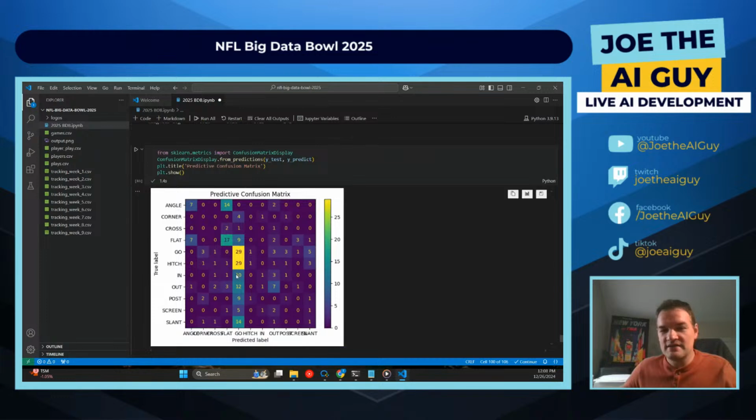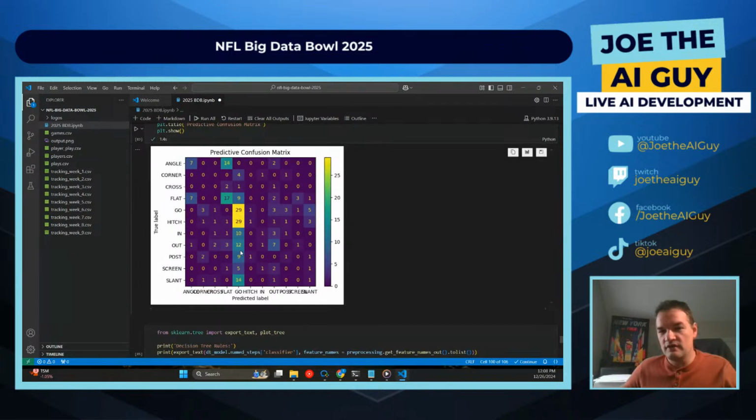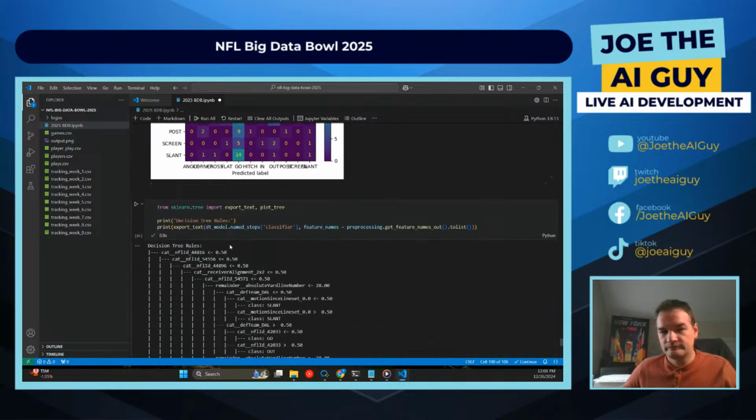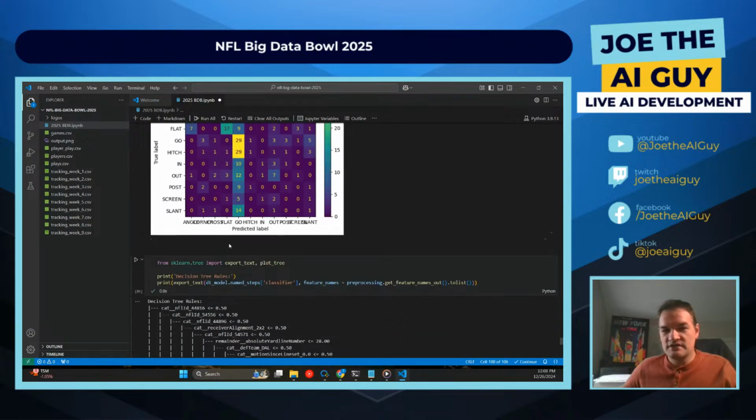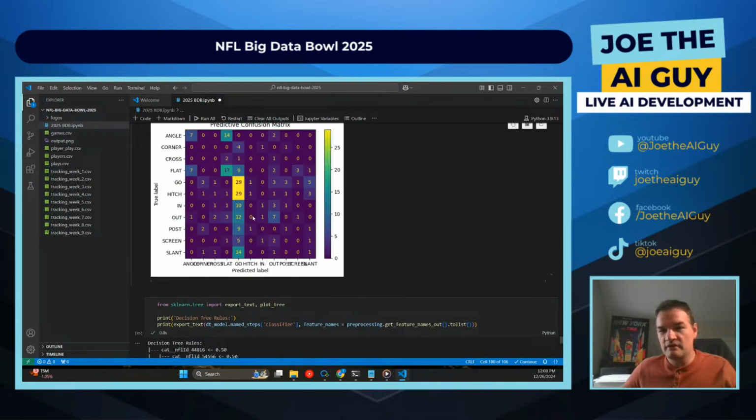Part of the reason why is that it's heavily favoring predicting that a route is going to be a go route. It will occasionally predict others, but for the most part, it's predicting go in terms of the routes here. And so it's heavily favoring one. Sometimes it's barely predicting another one. You can see here the hitch route. It predicts it a whole 3 times in the data set, and when it did, it wasn't very accurate.